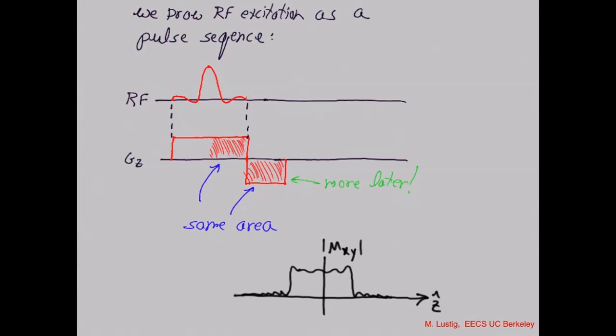So effectively, after performing this, if I look at the distribution of the magnitude of Mxy, the magnitude of the transverse component of the magnetization, as a function of z, it is going to look something like that. So I'm going to be exciting something that, in the z direction, would look like a slice. If the gradient is stronger and I'm applying exactly the same RF pulse, then my slice will be thinner.